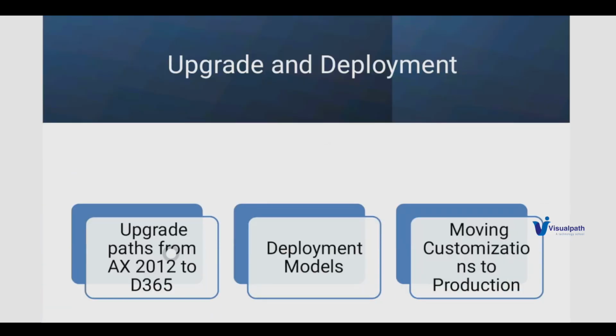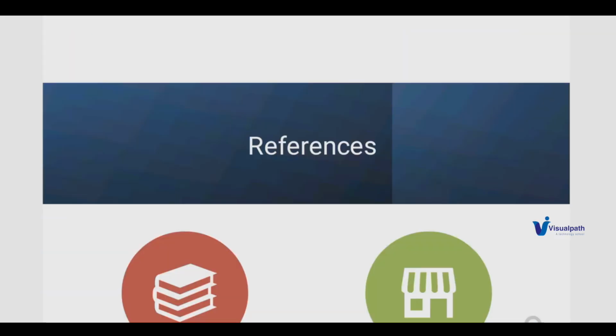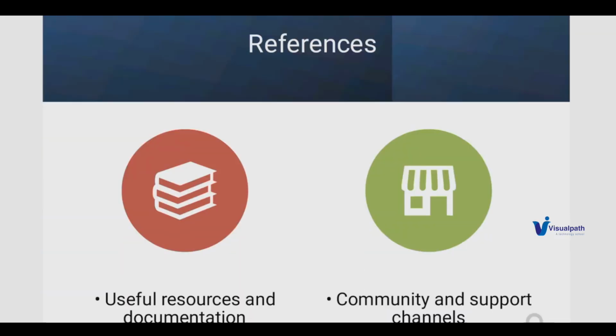In the further upgrades, we will understand how we go from 2012 to D365. Then how we deploy a certain model that we have created to the next machine by generating the package and using the LCS, and then moving the customizations to production at the end of the day. Once everything is over, what are the challenges that you might face if you are moving it to the production environment, right? Those things. At the end of the day, I will also share the references, like you were asking whether I can share some TDDs or something.